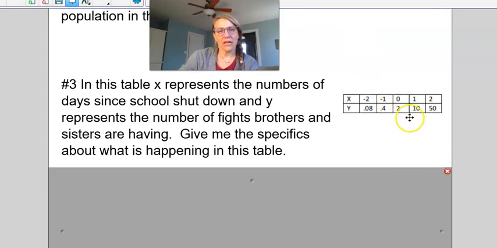This table is showing a situation where right away when we started this quarantine, there were about 2 fights. Brothers and sisters were having a day. And as the days increase, we're noticing that it is multiplying by 5 every time. If you look at before quarantine, it looks like there was pretty much nothing going on as far as fighting. That's probably because they were never together.